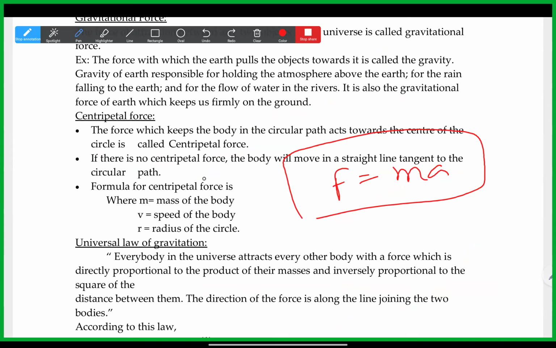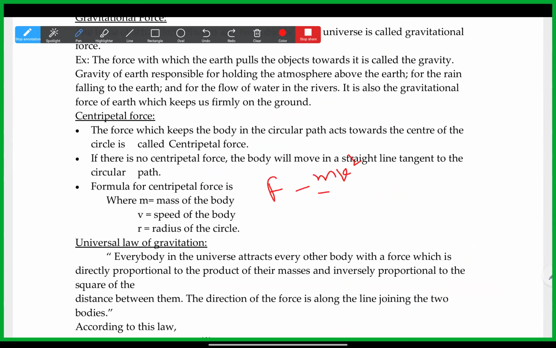I think something is missing here. I remember it as F equals mv squared by r, where m is the mass of the object and v is the velocity, the speed of the body, with which it is moving. R is the radius, that is, the center to that body. Okay, sir.